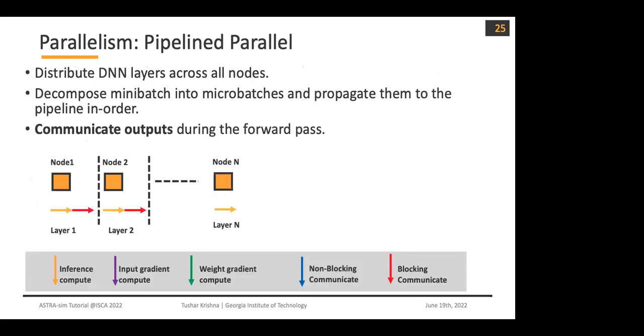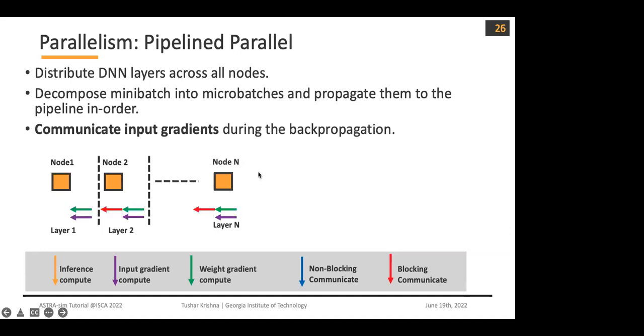And pipeline parallelism is also gaining a lot of popularity. In pipeline parallelism, you essentially distribute the DNN layers across all the nodes. So you decompose the mini batch into micro batches and then propagate them through the pipeline. Again, you're going to communicate the outputs during the forward pass, just like you did in model parallel. Here you have to do it because the next layer is being run by the next accelerator, right? So you communicate, and this is a blocking communication. And in the back pass, again, you have to communicate the input and weight gradients.